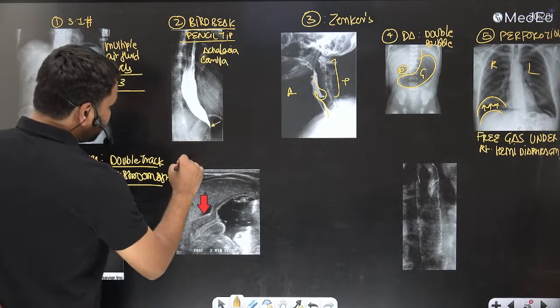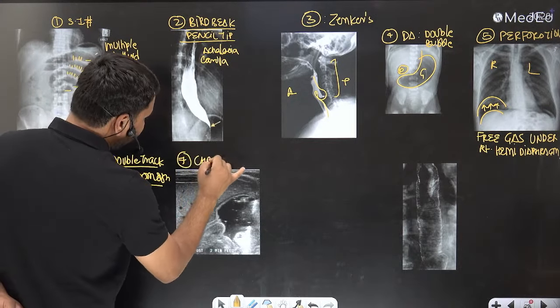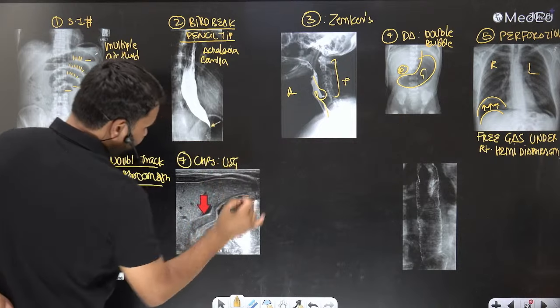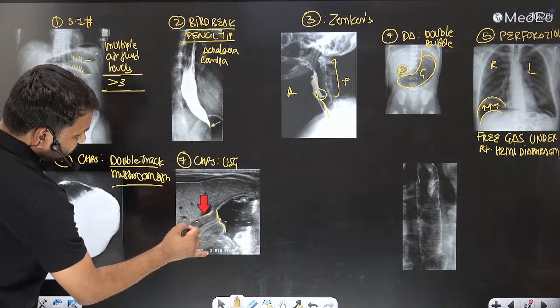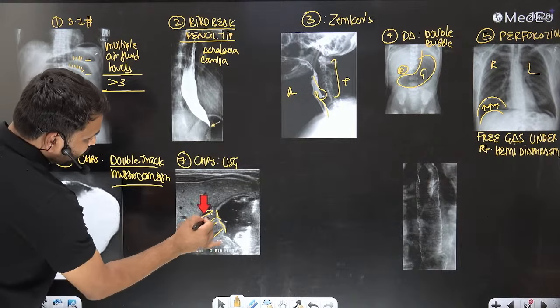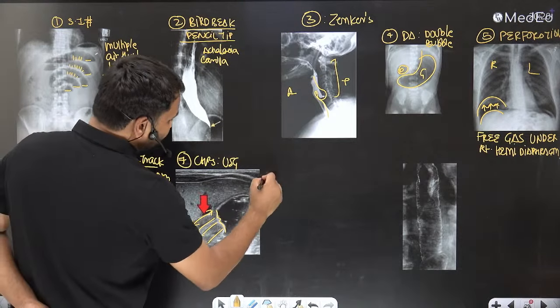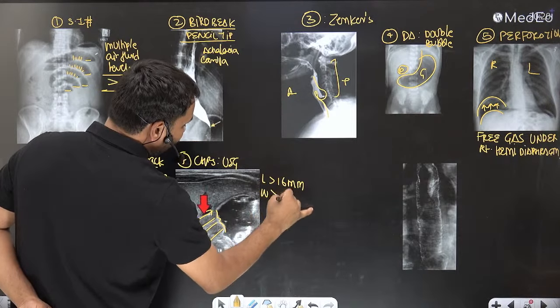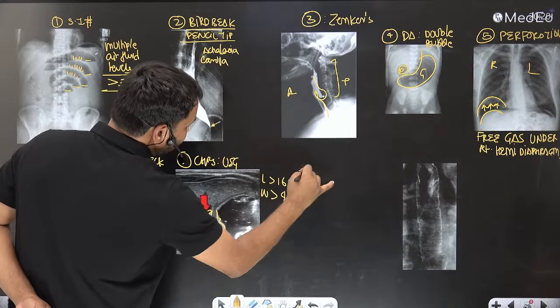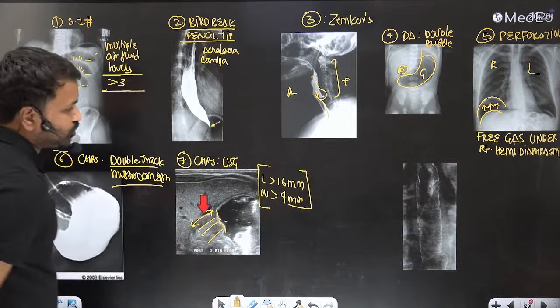This is image number 7, also of a CHPS ultrasound image. You can see this looks like a cervix, right? This is your antral nipple sign. This is your cervix sign that is present. You will measure this, right? So here we say the length should be more than 16 millimeters. The width should be more than 4 millimeters in order to call the patient as having CHPS, right?